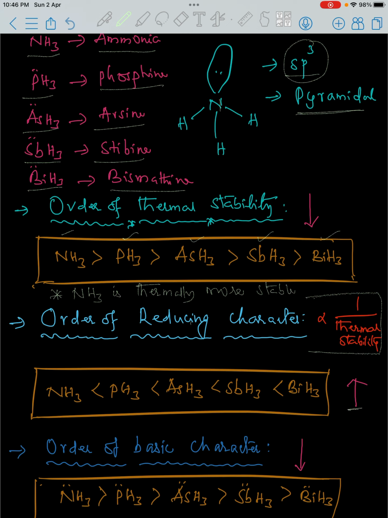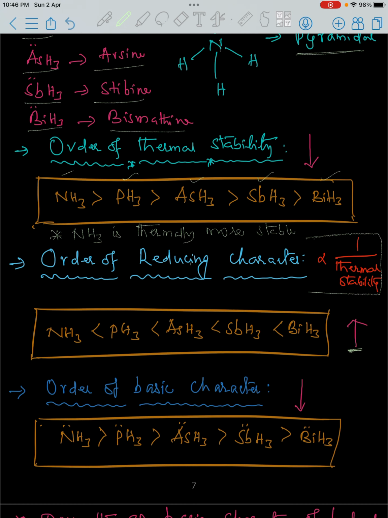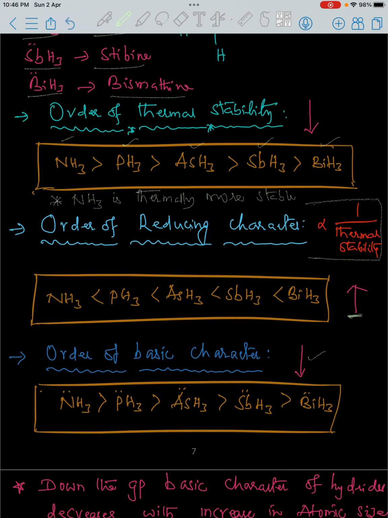So here, order of reducing character, top to bottom, if we observe, it increases. This symbol represents increases. Next, order of basic character. Generally, order of basic character, top to bottom in a group, it decreases. So NH3 is more basic compared to PH3, that is phosphine, then arsine, stibine, bismuthine.